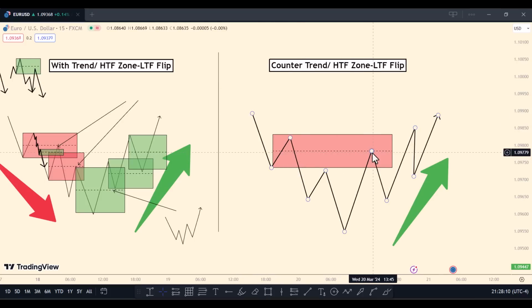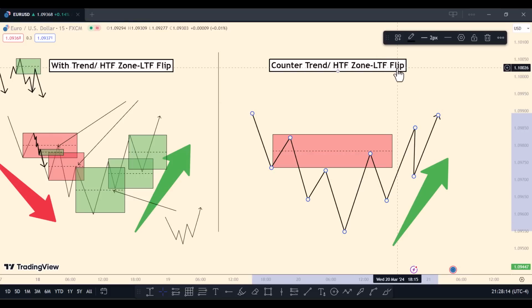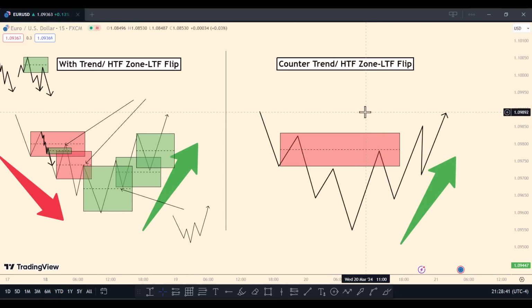So once price taps into here, I will look for the lower time frame flip, the 5-second flip, this one right here, and then I will look to ride the pullback. So as you can see, this is a counter trend setup. Now let's talk about the variations of the higher time frame zone. I like to use unmitigated higher time frame swing points.